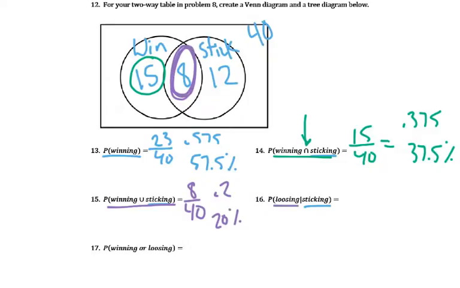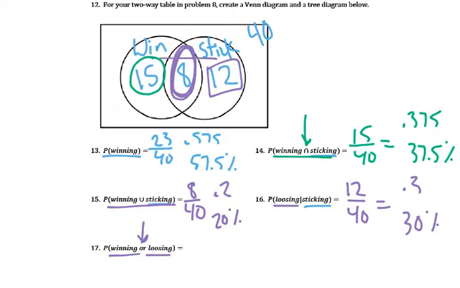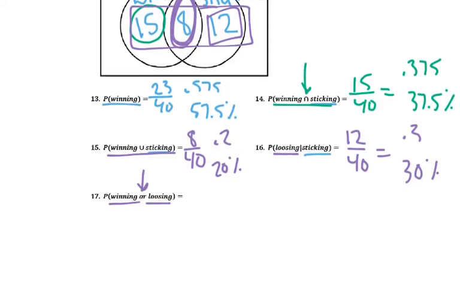16 is losing when we're sticking, so that would be the 12. So that would be 12 over 40. So 12 divided by 40 would give us 0.3 or a 30% chance. And then winning or losing, since it's the or, that would include all of this. Winning or losing would include everything. We're either going to win or lose, right? So it'd be 40 over 40, so you have a 100% chance that you're either winning or losing because there's only two choices, winning or losing.